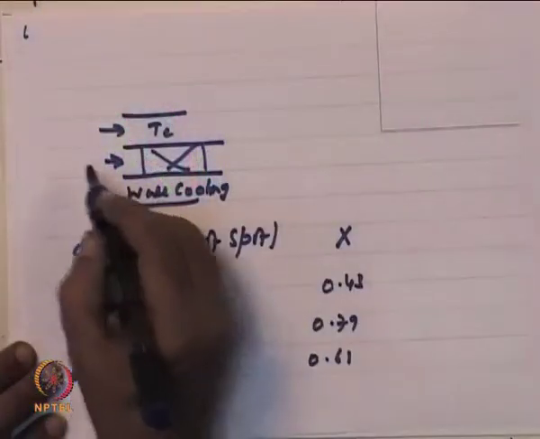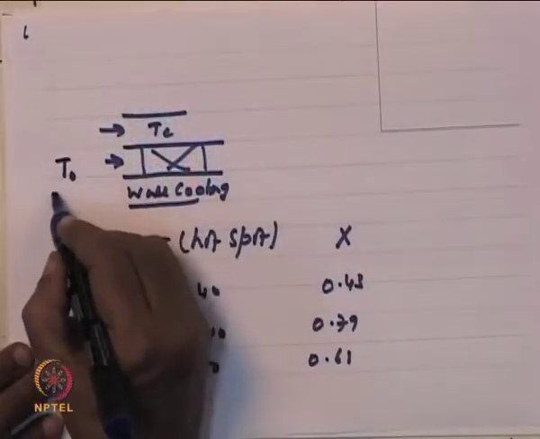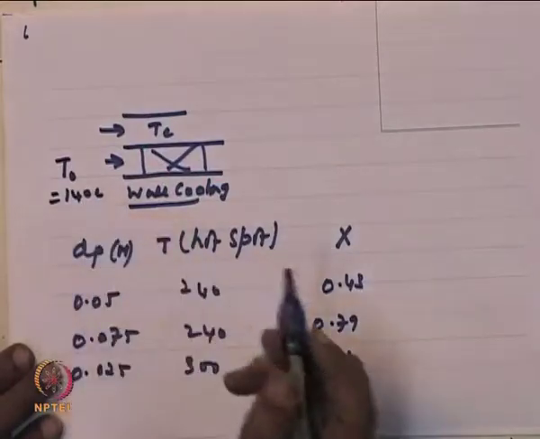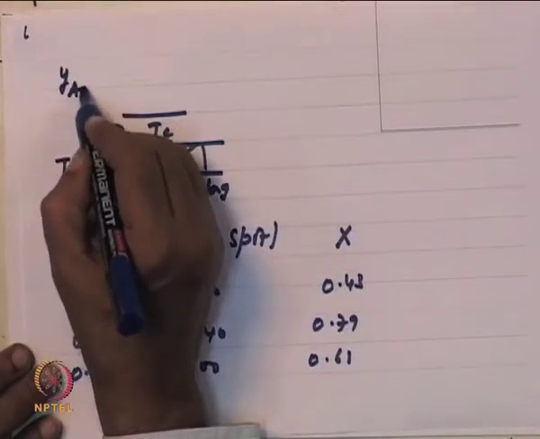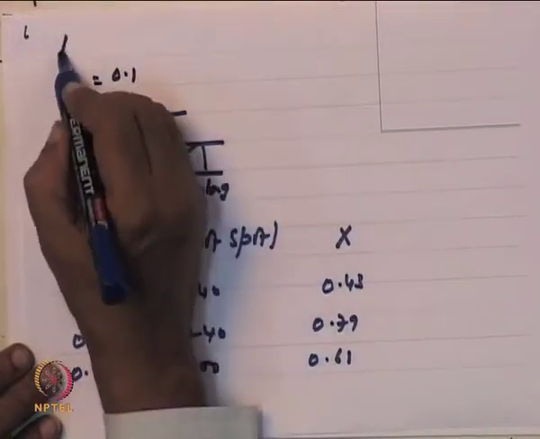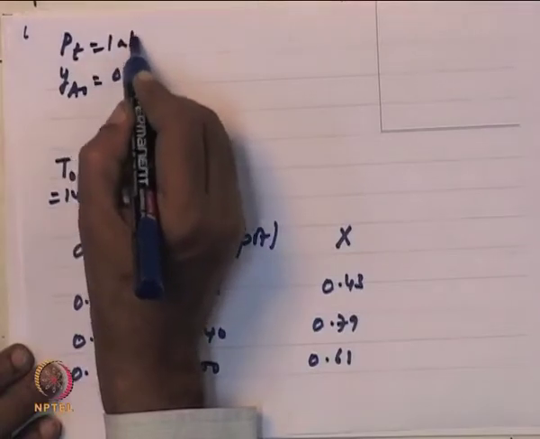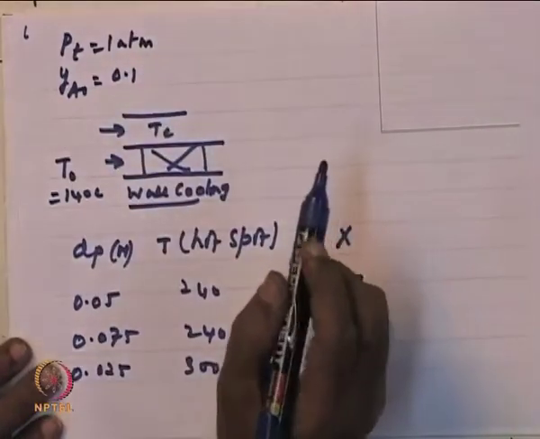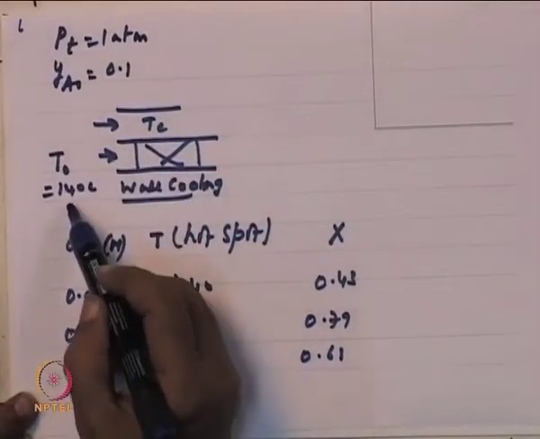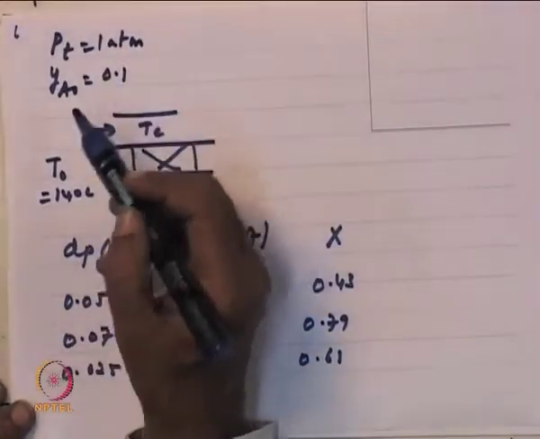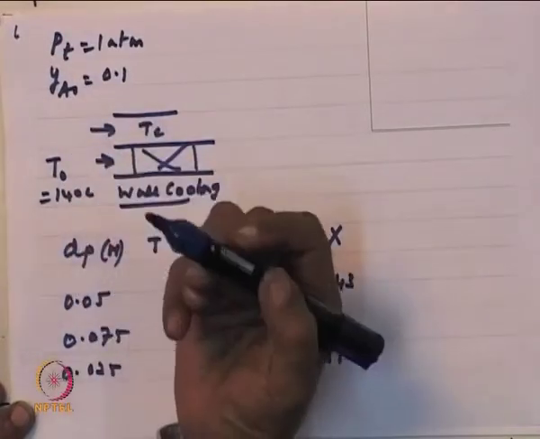Also some more information is given: the feed temperature T naught is equal to 140 C, the feed YA0 is coming in at 0.1, and the pressure is 1 atmosphere. In other words, we have a gas entering a reactor containing a catalyst at 140 C at 1 atmosphere pressure with A at 0.1.